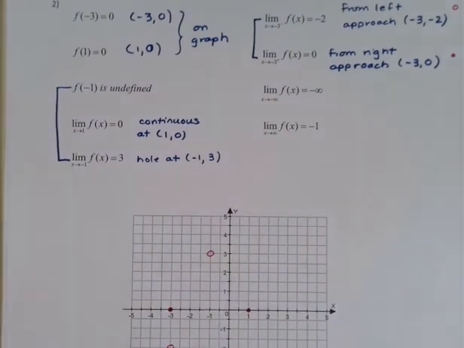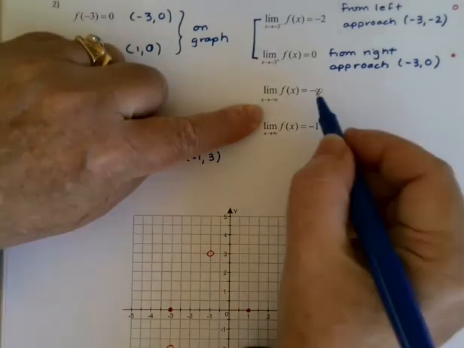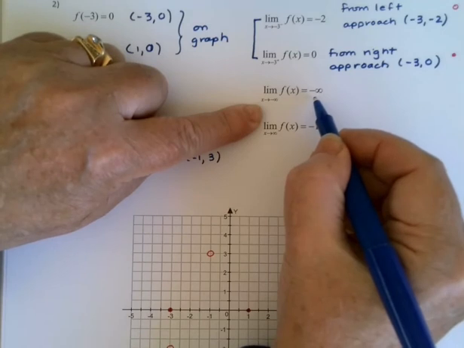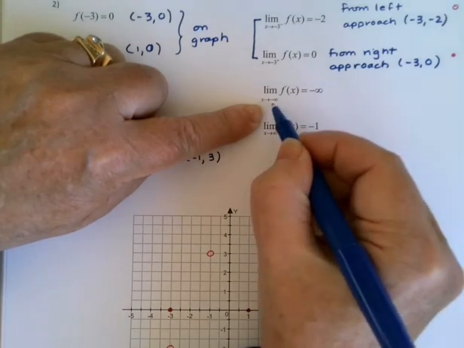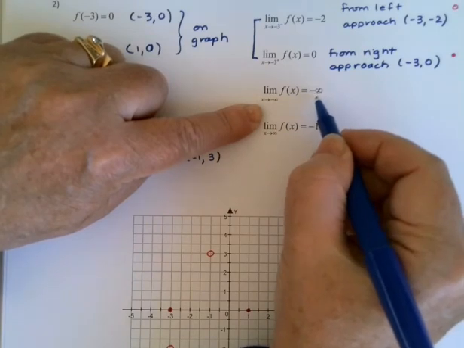All right, next one. As x approaches negative infinity, y approaches negative infinity. Essentially, that's saying as we go to the left, we just keep on going down. It's an end behavior, but not an asymptote.